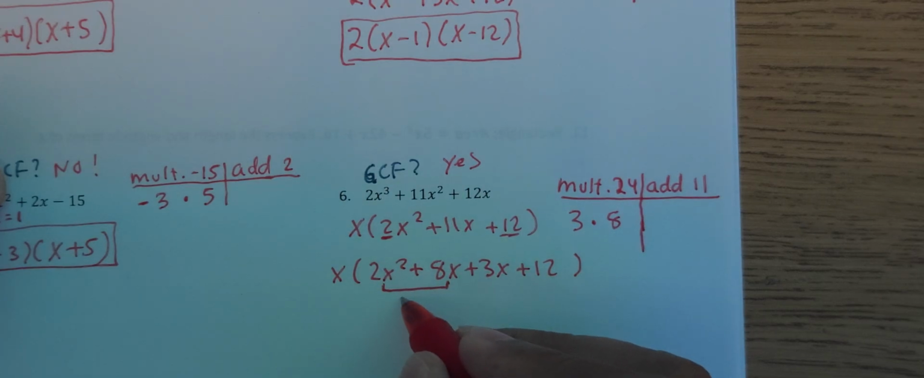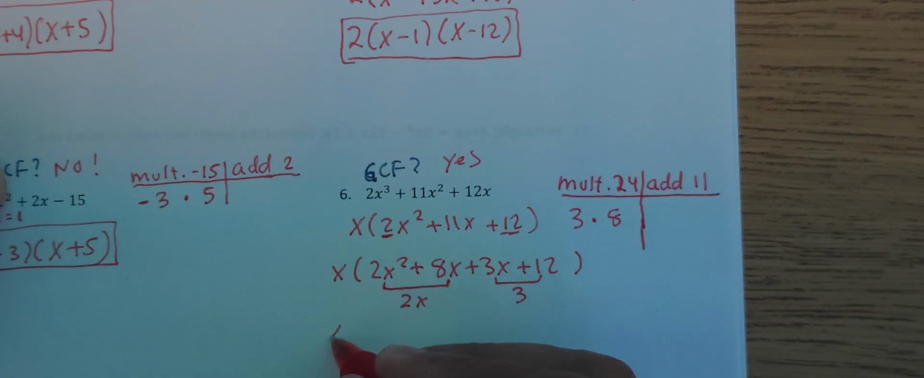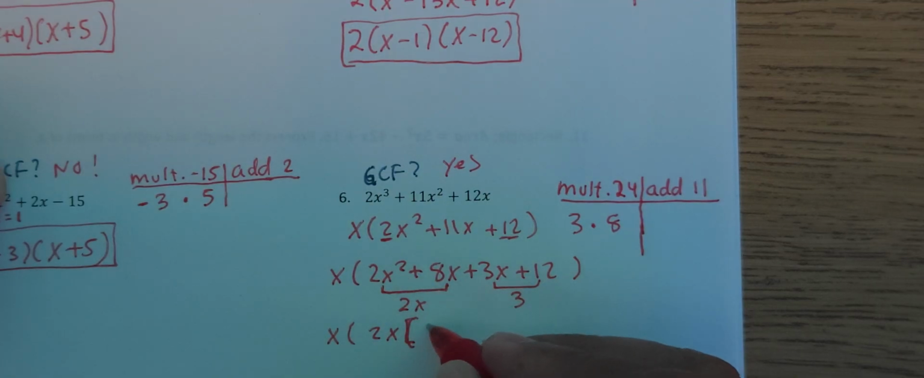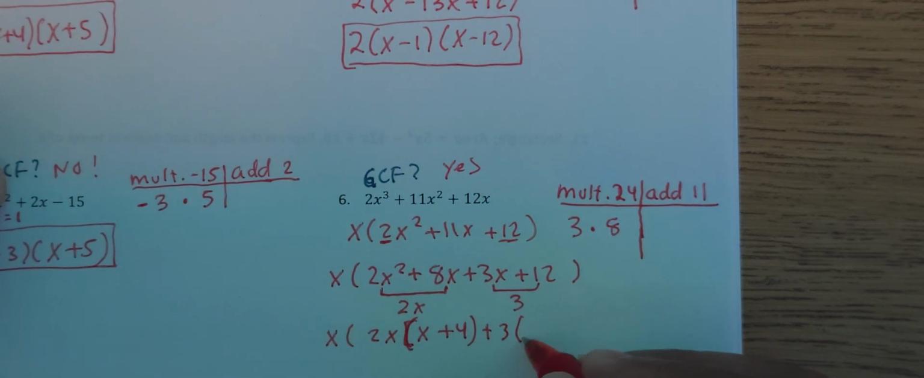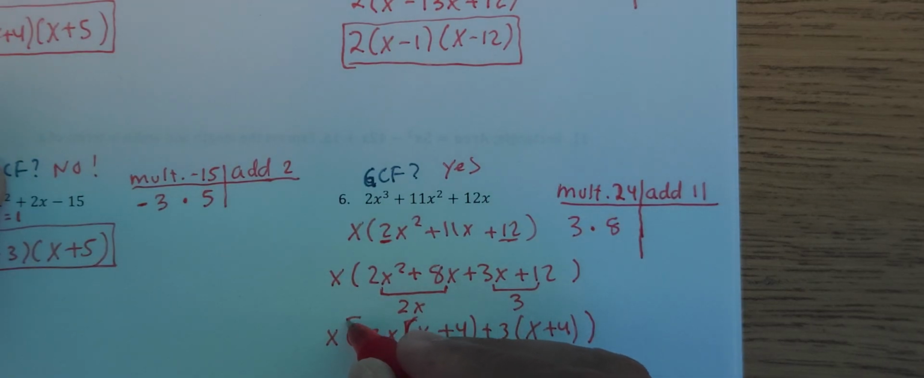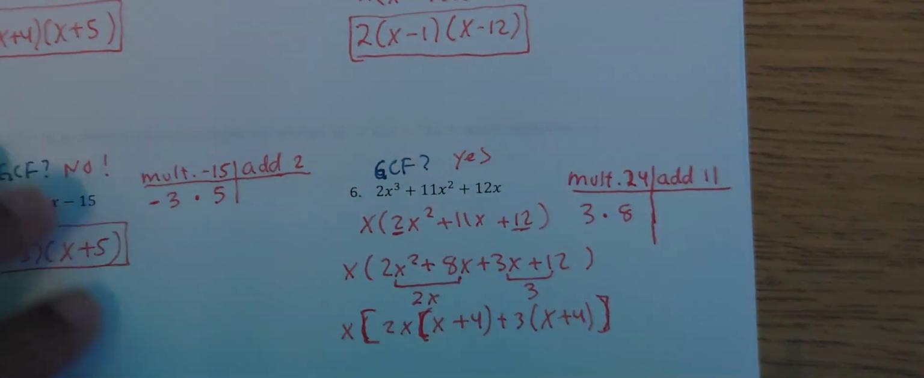So GCF of the first group is 2x. GCF of the second group is 3. So don't lose that x yet. Okay. So then we have GCF of 2x, and then this becomes x plus 4. And then this is plus 3 times x plus 4. Nice. I should use braces here. As long as you know what you're doing, it should be fine.